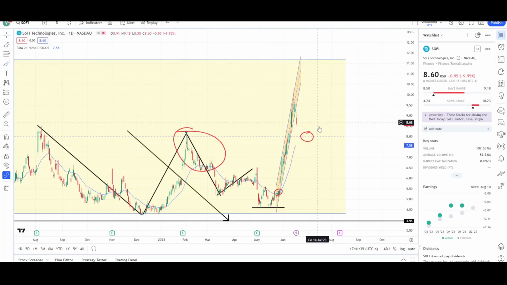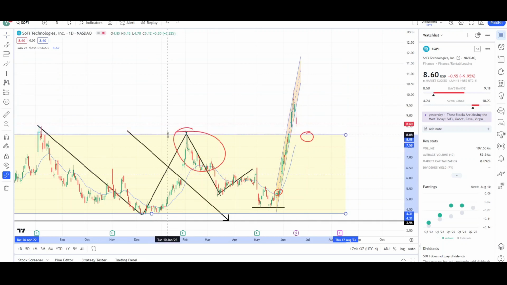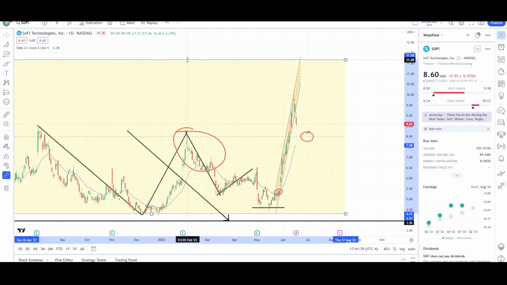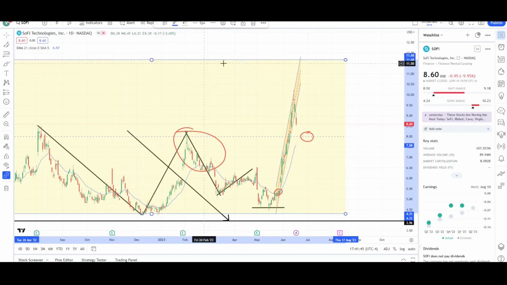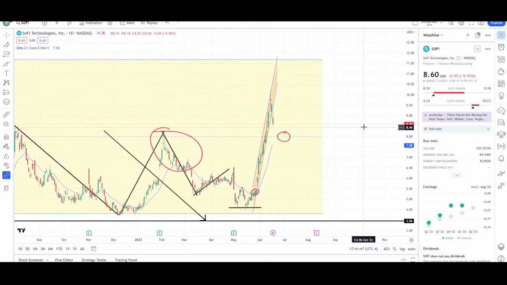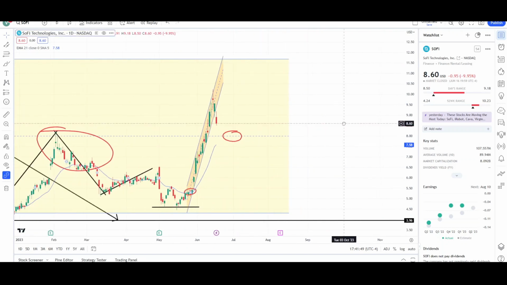So if it's successful, a lot of times the range will double itself. So this was the prior range. If it doubles itself, price should reach the, let me see, I think the level is right here. Yeah, right around the 1168 level. So there's still upside potential for SoFi, because this is the first break of this orange channel.